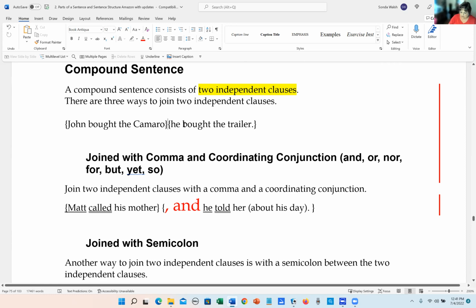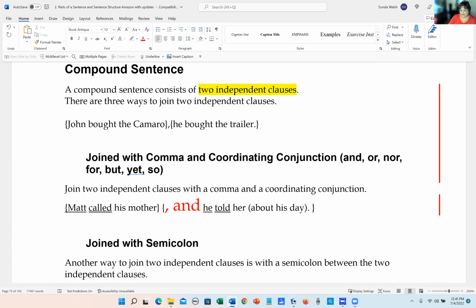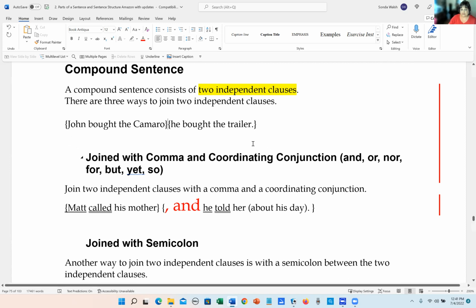The way you do not is with just a comma. That is a comma splice. That is a run-on sentence. If I were your teacher and you wrote a comma splice, I would take off 5 points every single time I found that. It's a huge, huge mistake.